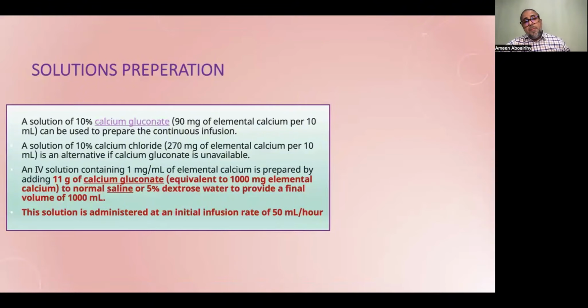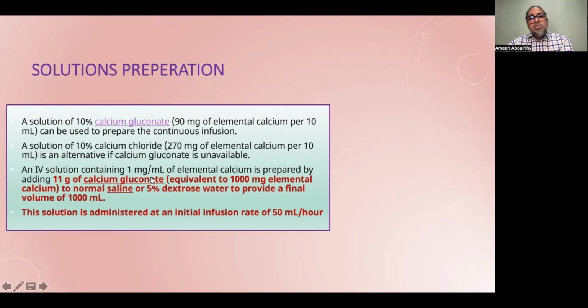Now, the solution that you use to prepare the calcium. All of us are familiar with calcium gluconate, maybe calcium chloride. Mostly it's not available in our institutes, but calcium gluconate is well known. The difference is that calcium gluconate has only 90 milligrams of elemental calcium, compared to calcium chloride, which has 270, three times more. This makes calcium chloride very irritant if used in a peripheral line, which is why you need to use it in a central line.